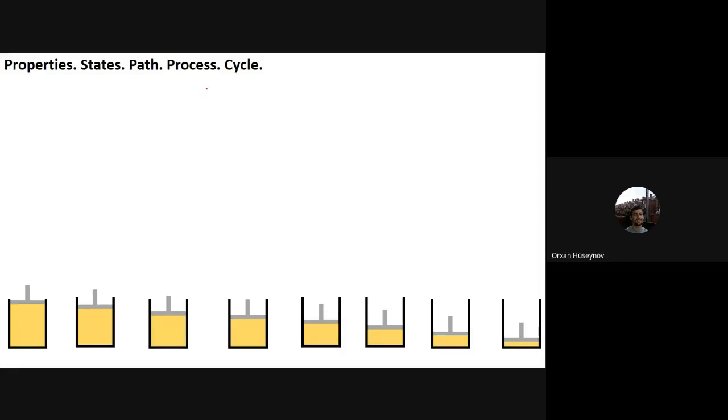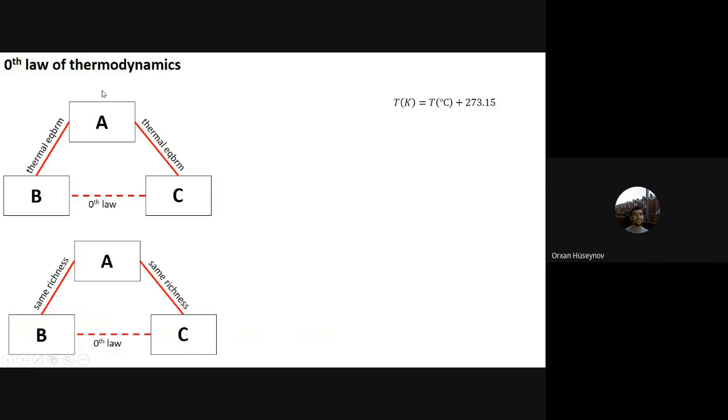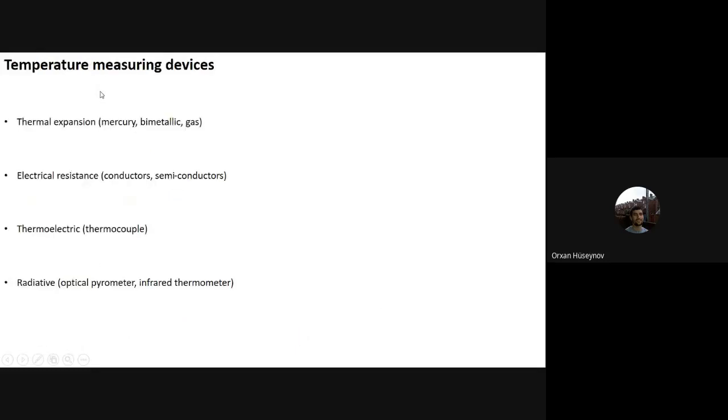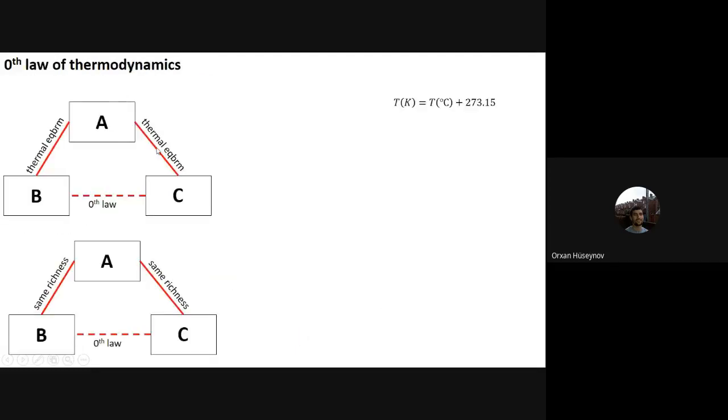Properties, states, path, process, cycle, and then we talked about the zeroth law of thermodynamics. I think this one was the last topic that we were talking about. Now I will continue from the zeroth law of thermodynamics, and then move on to the next chapter.